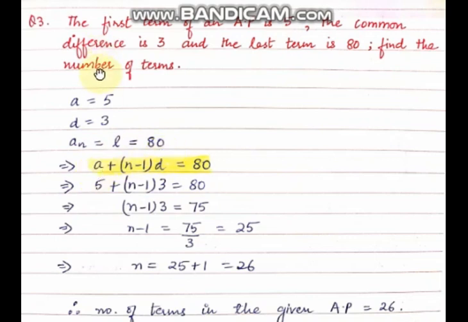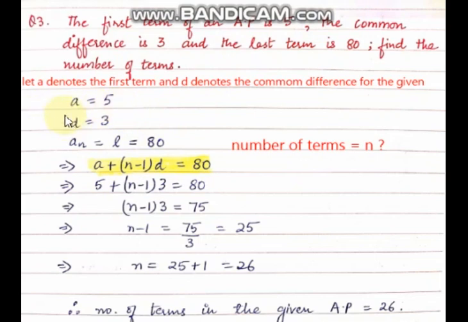So what do we need to find? We need to find the number of terms. Number of terms means we need to find n. Here a denotes the first term and d the common difference for the AP, and we need to find the number of terms, n. So I wrote the general formula, which is a plus n minus 1 d. Substituting whatever values we have, a is equal to 5, d is equal to 3, and then further simplifying for n gives me 26. So n is equal to 26 is the number of terms in the given AP.